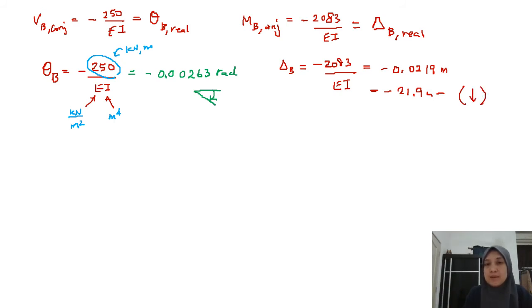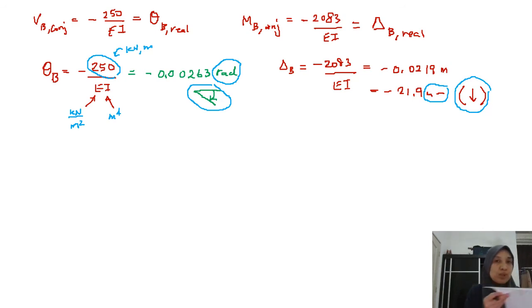So please make sure that you have two things: the value with its unit, whether it's radians, meters, or mm, and then the direction, whether it's clockwise or counterclockwise. For both rotation and deflection, make sure that you have the correct direction. You need to check back and make sure whether your answer makes sense or not.